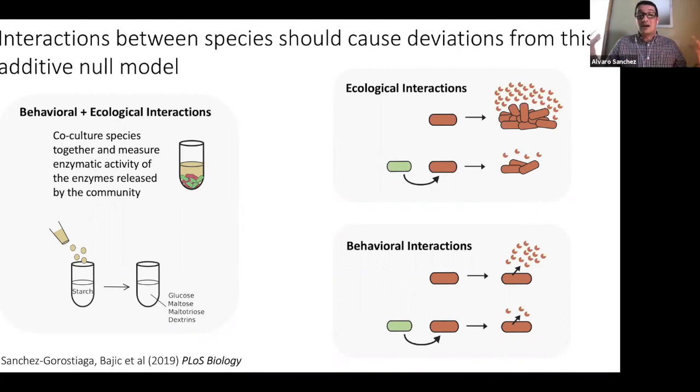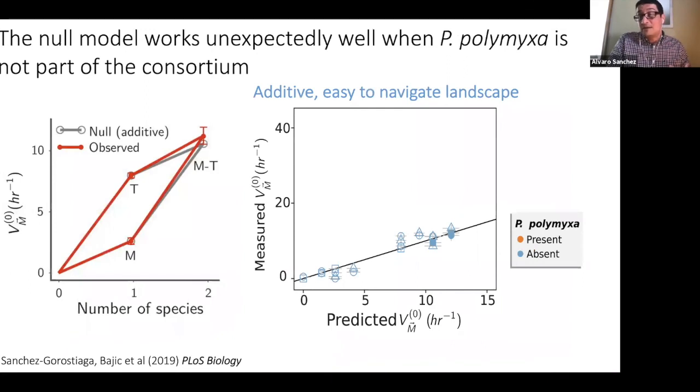Whereas if species are growing separately, and then when you grow them together they don't have any of these interactions, we know that they should be obeying the null model we have, which is that their activity is going to be additive. And that will predict that you're going to have a very navigable structure-function landscape. Quite surprisingly, we found that for all communities, when one of these members was not present, this member is called people in Ixa, they actually give rise to a very additive and easy to navigate landscape.